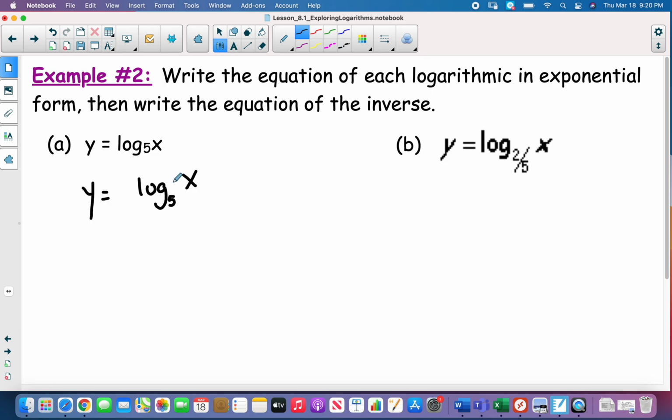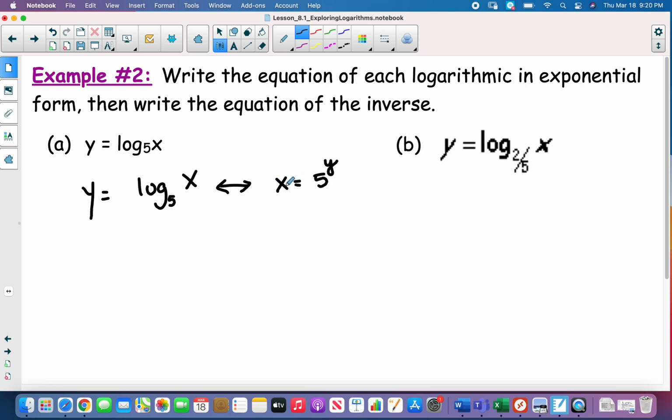Don't write it up here because it will look like 5 times x, but it's not 5 times x, it's log of x to the base 5. So I want to write this in its exponential form. So what is the exponential equivalent of this logarithmic function? The exponential equivalent is going to be x equals 5 to the power of y.